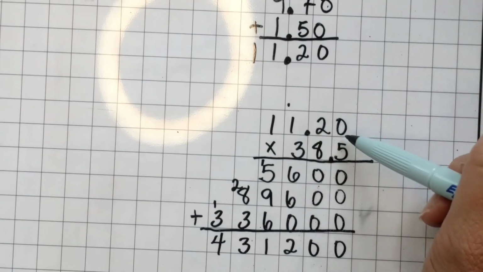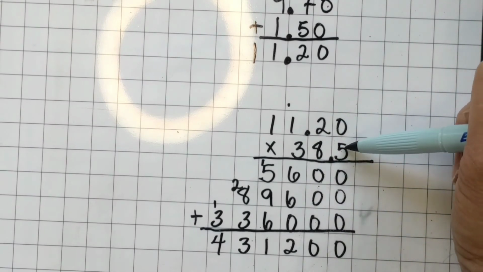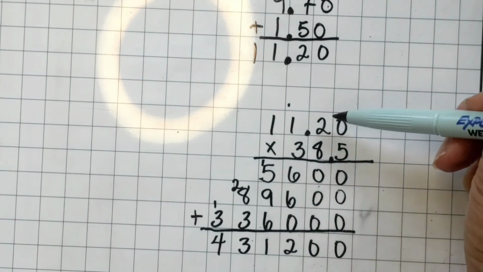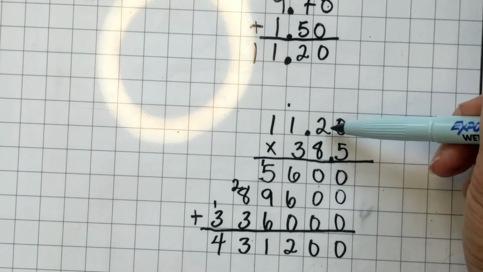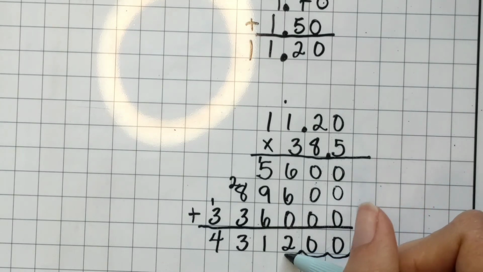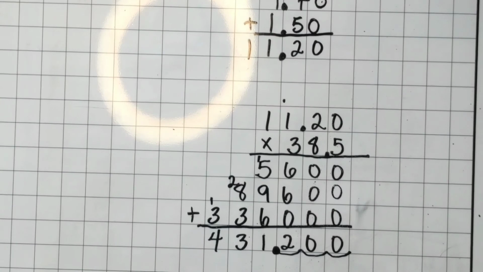Okay, I look at the digits behind decimals in the original problem, count them up. I have 1, 2, 3 that are all behind decimals. These 3 digits are behind a decimal. So I start from here and I scoop 3 times. 1, 2, 3. And that's where my decimal goes.